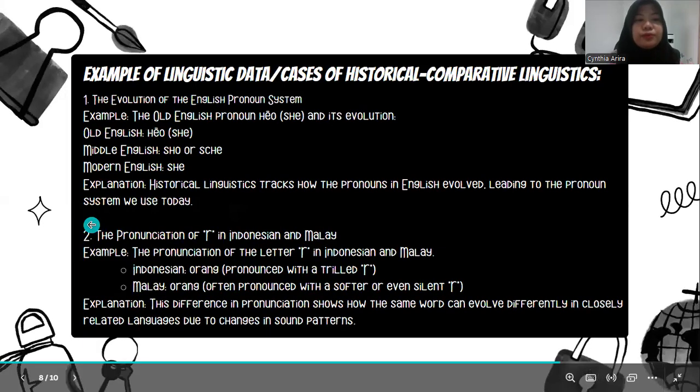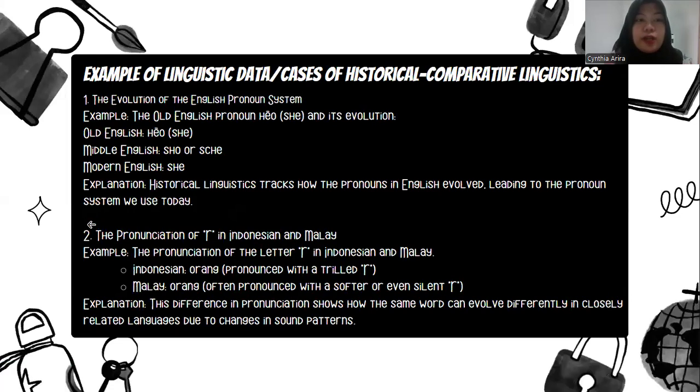So here are examples of linguistic data or cases of historical comparative linguistics. The first example is the evolution of the English pronoun system. So here the example is the Old English pronoun she and its evolution.